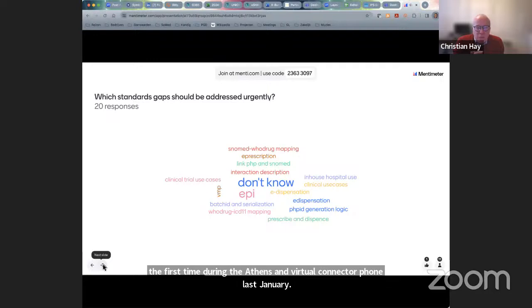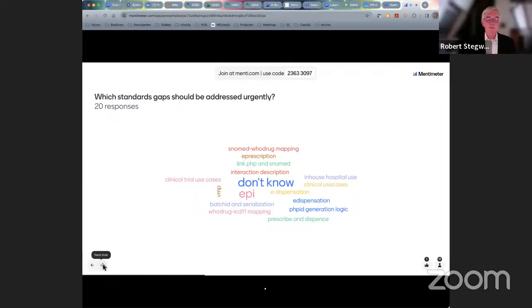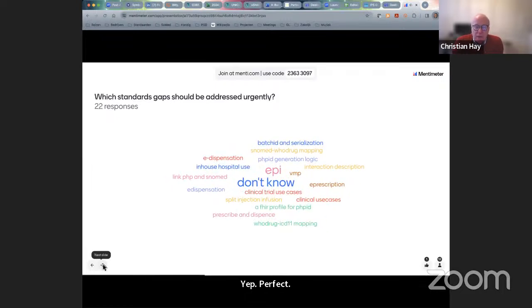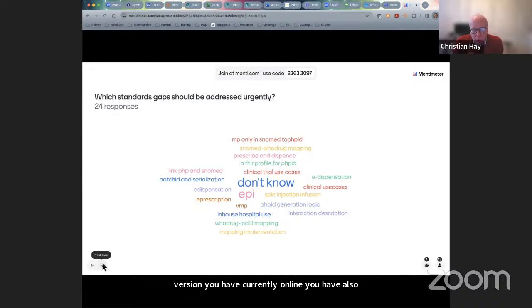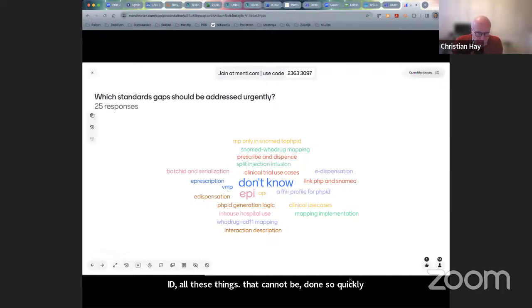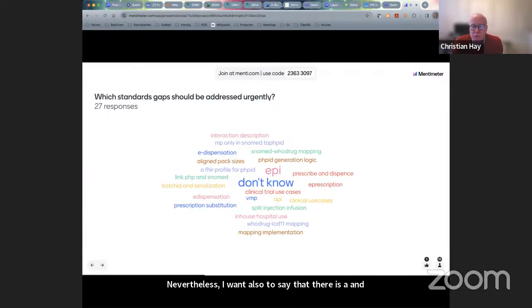I see somewhere the batch ID and serialization. This is a gap point which has been identified in the gap analysis. The gap analysis is publicly available, and in the version currently online, you also have rather extensive answers on some of the gaps. This one is documented, with a reference to an ISO specification explaining the link between IDMP, batch ID, and serialization, all things that cannot be done so quickly. Nevertheless, there is a community of expertise where this is addressed. It was one of the first communities of expertise.